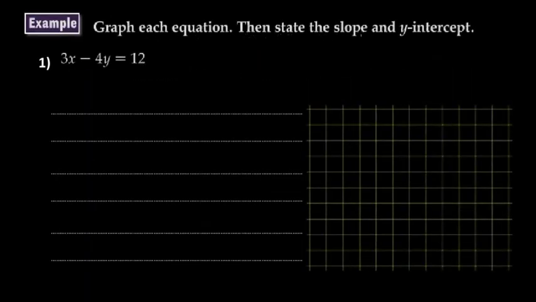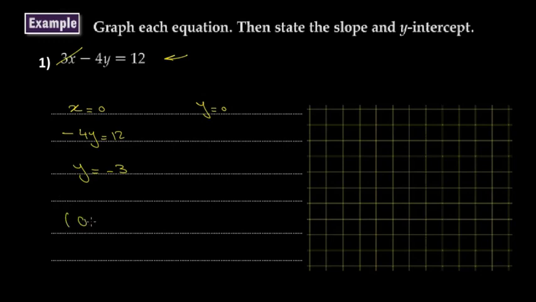Graph each equation, and state the slope and y-intercept. This equation is written in standard form. The easiest way to graph an equation written in standard form is to use the x-intercept and y-intercept. If you remember, to find the x-intercept and y-intercept, we set x equal to 0 and y equal to 0. If x is equal to 0, then -4y is equal to 12. Then dividing by -4, y is equal to -3.